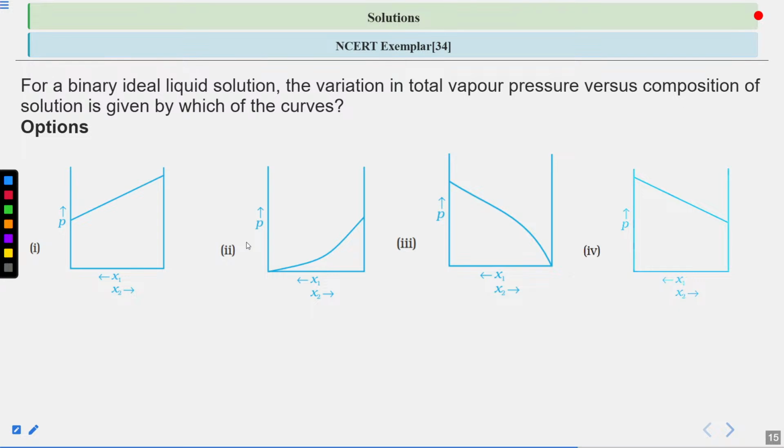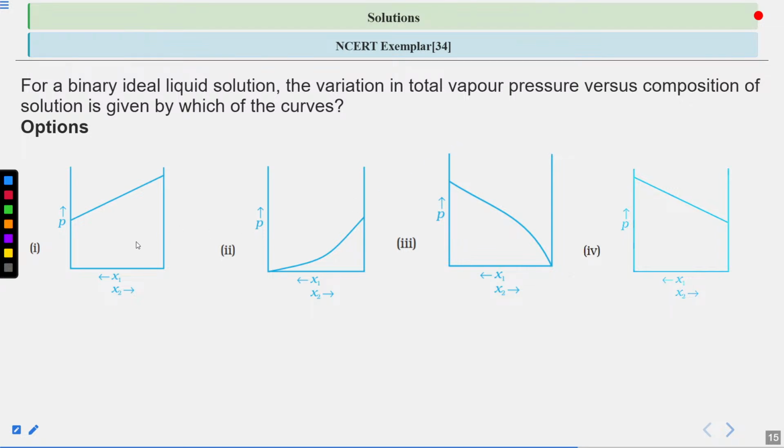Okay, so this question asks that for a binary ideal liquid solution, the variation in the total vapor pressure versus the composition of the solution is given by which of the curves? So we have in our options given four different curves: first, second, third, and fourth, right? You have to tell which curve is representing a binary ideal solution and the variation in the total vapor pressure versus the composition of solution.